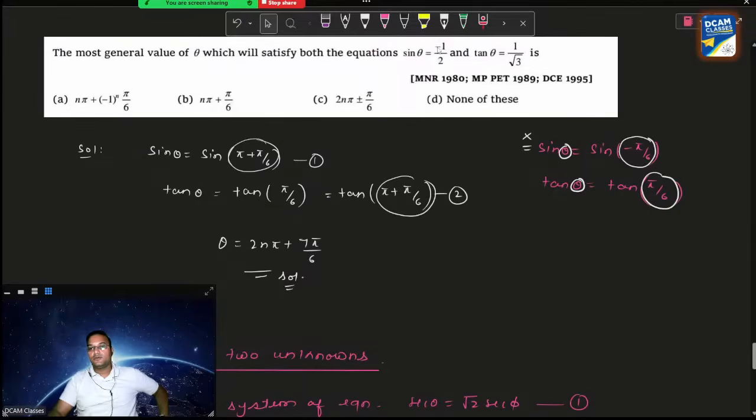Because when sine theta is equal to minus half, sine of 7 pi by 6 is equal to minus 1 by 2. Similarly, tan theta is equal to 1 by root 3, I can write tan pi by 6. But again, pi by 6 and this 7 pi by 6 are different. But I know I can write tan of pi plus pi by 6, which is 7 pi by 6, is also 1 by root 3. So I have to take 7 pi by 6 for this case also. Then the general solution will become theta is equal to 2n pi plus 7 pi by 6. Got it?